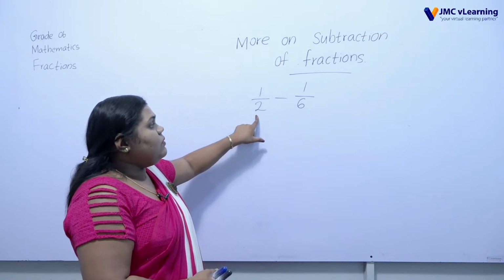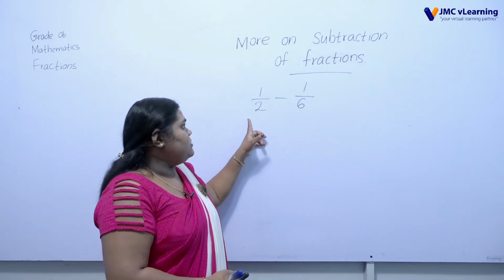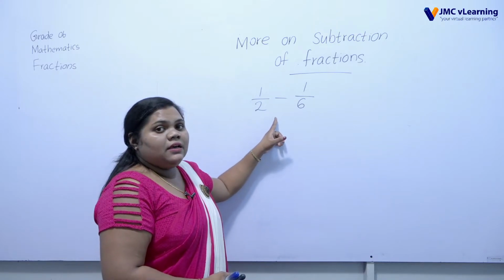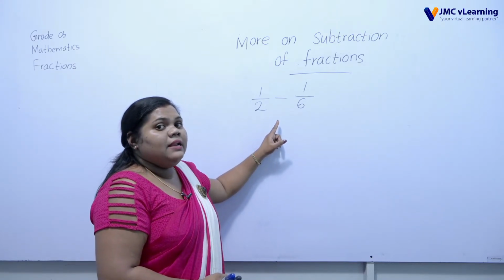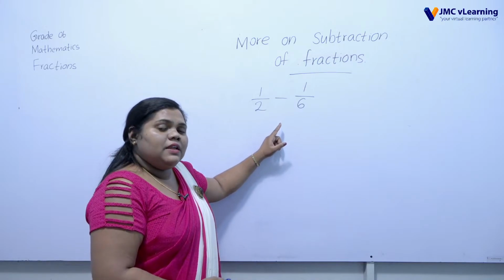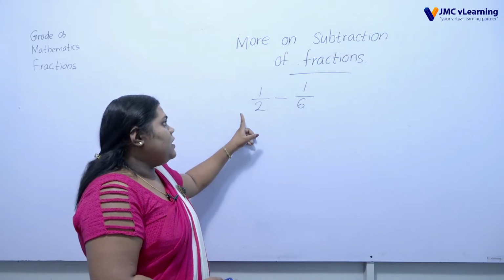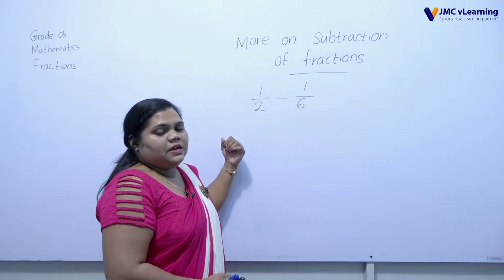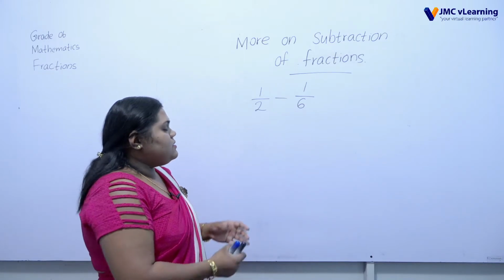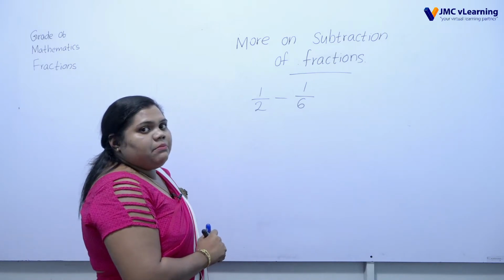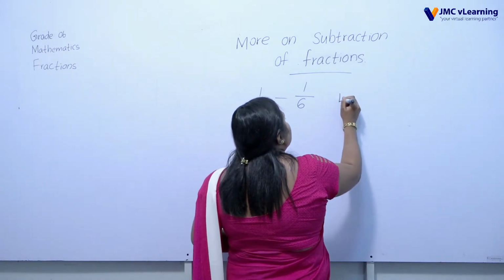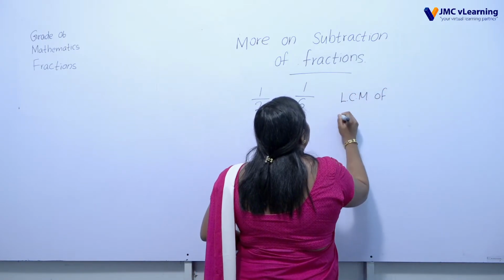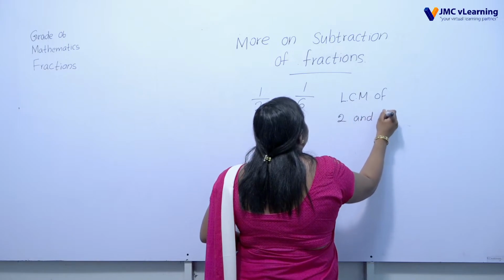Okay. Now 2 and 6. Can you see these two numbers? First you want to find the LCM of 2 and 6. Why do you want to find the LCM of 2 and 6? Because if you get the same denominators, very easily you can subtract the numerators. Okay. So now we are going to find the LCM of 2 and 6.